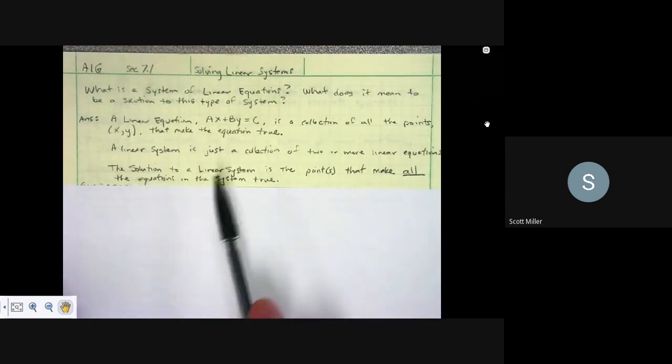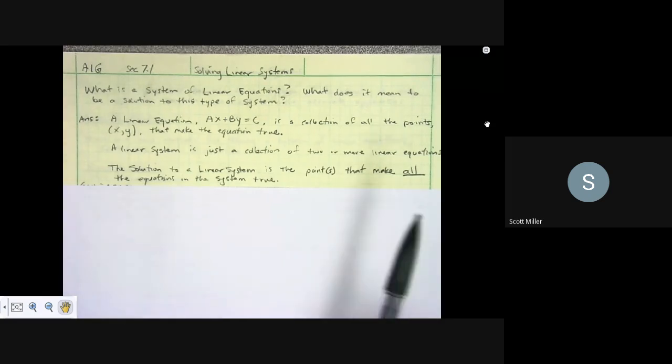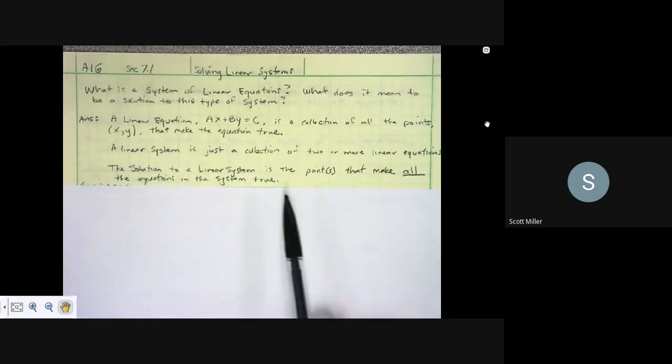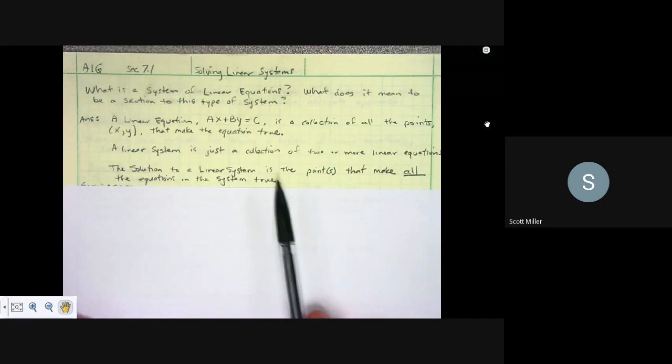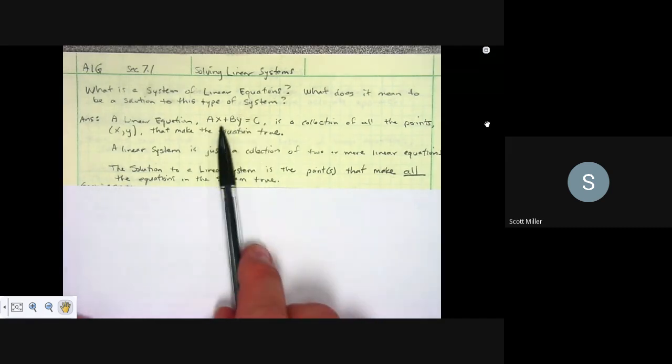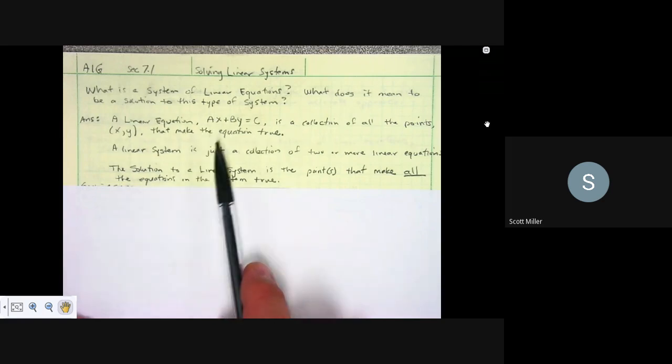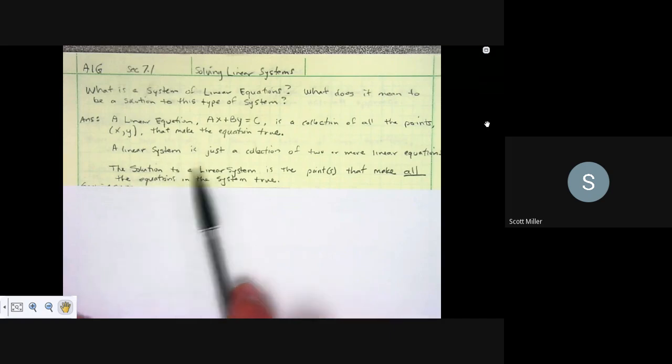A linear system is just a collection of two or more linear equations. The solution to a linear system is the point or points that make all the equations in the system true. If it's linear, there could be more than one point, and I'll tell you about that a little bit later. Every point that makes an equation true is a solution to that equation. A system has more than one equation, and I'm looking for all the points that make all the equations true at the same time.